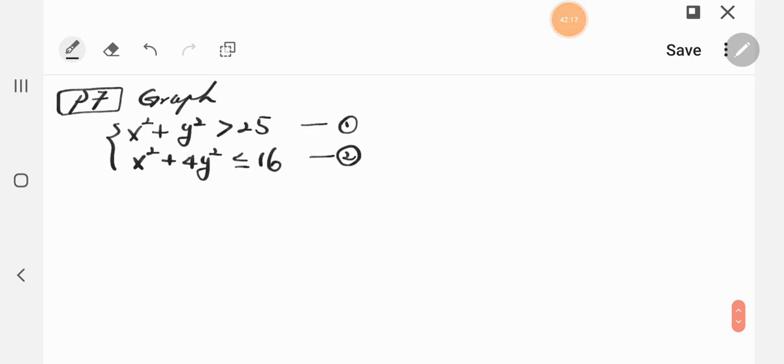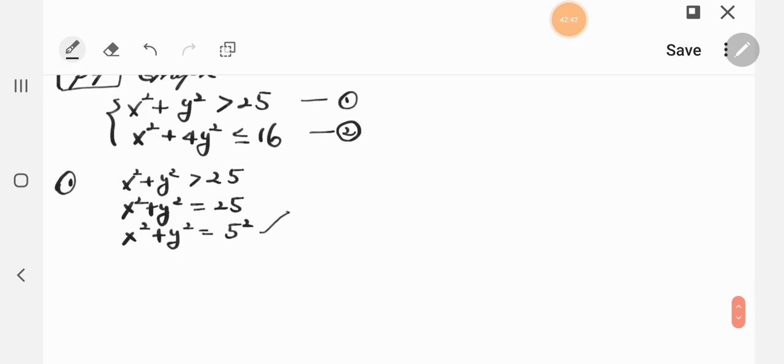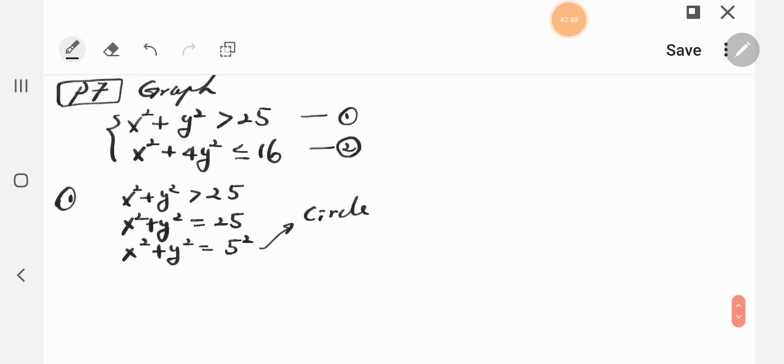Okay, let's try this practice example. Number 1 is the inequality. This inequality is a circle, isn't it? Because we can make an equation. Then x squared plus y squared is equal to 25. 25 is 5 squared. So this is a circle with the radius of 5.